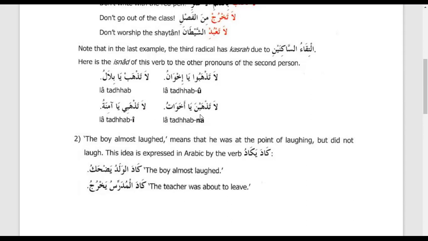And for the plural for the feminine, it is mabniyun. Yani there will be no change. The noon will not be dropped. So tadhabna will remain as it is. But when we say la tadhabna ya akhawatu, it will be translated as don't go, O sisters. La tadhabna ya akhawatu. Don't go, O sisters. Okay, now before I think we proceed to the.